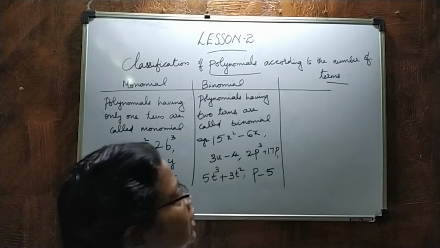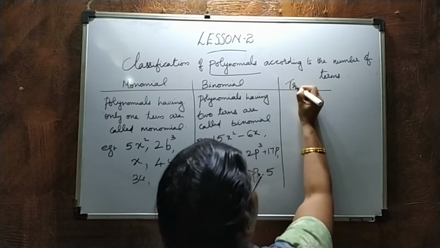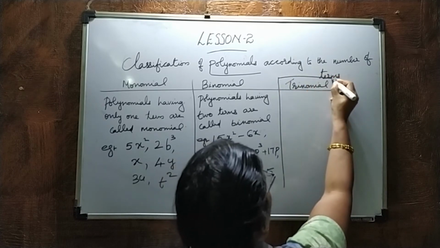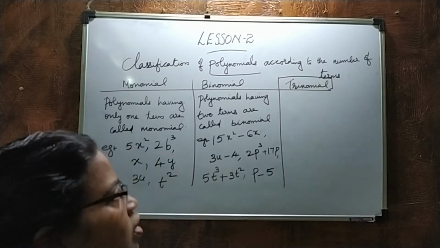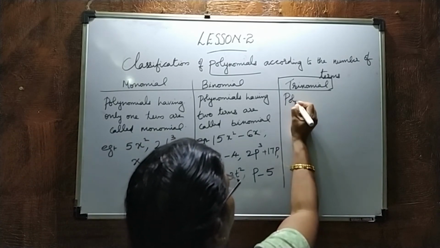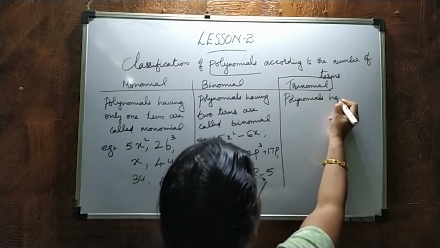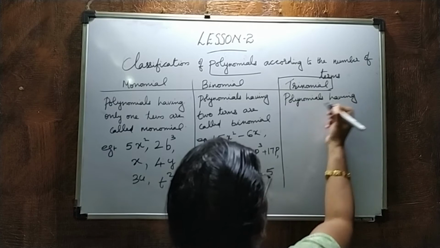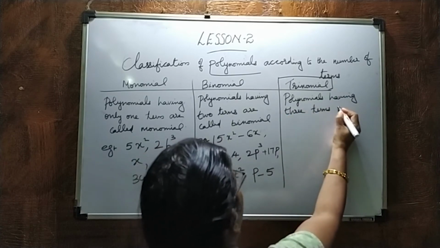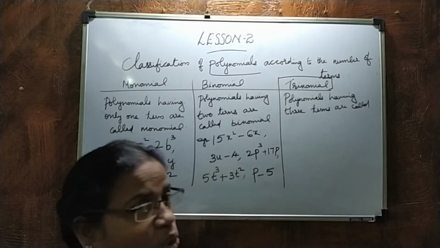The next one, three terms, is called trinomial. Trinomial means what? Polynomials having three terms are called trinomials.